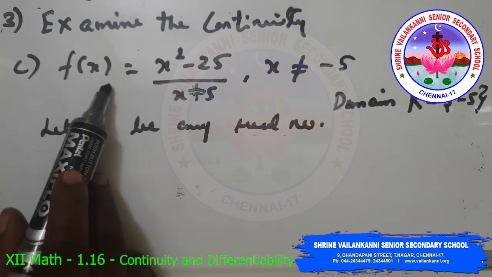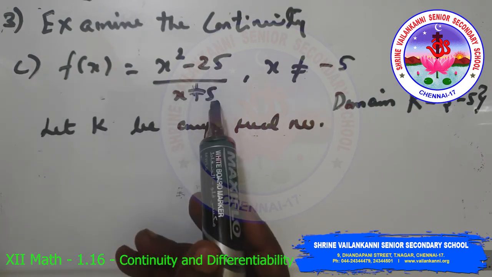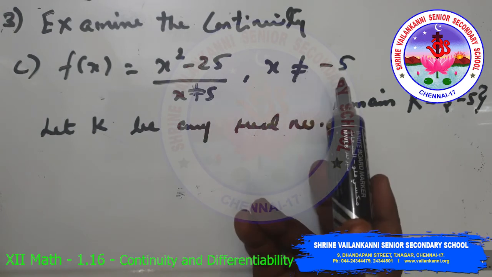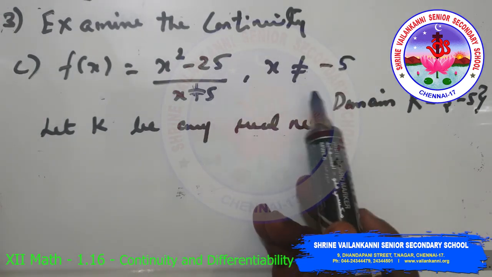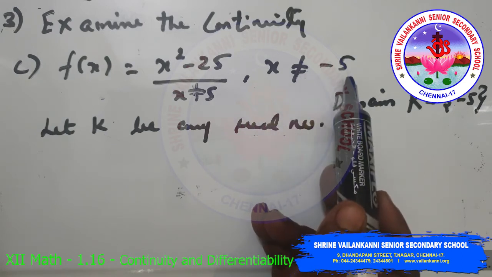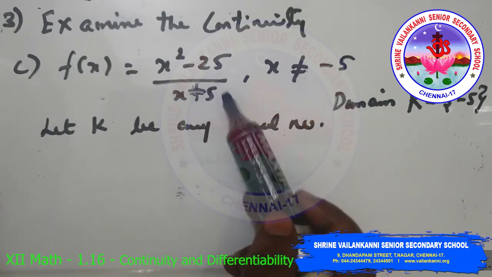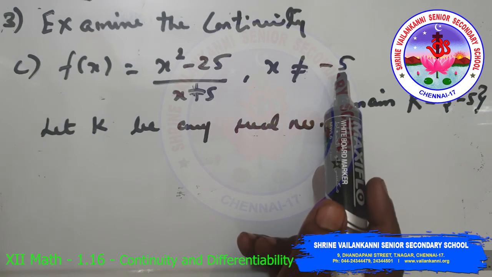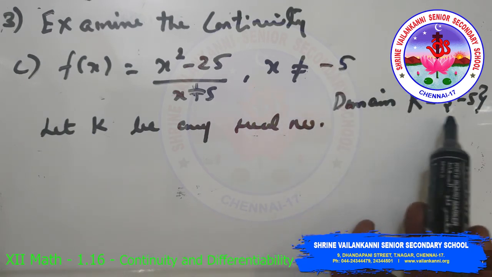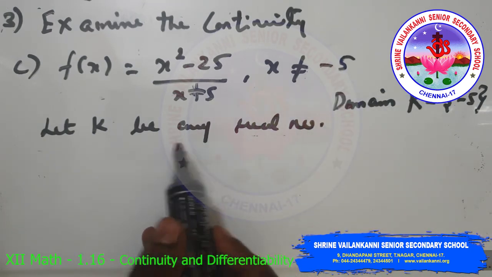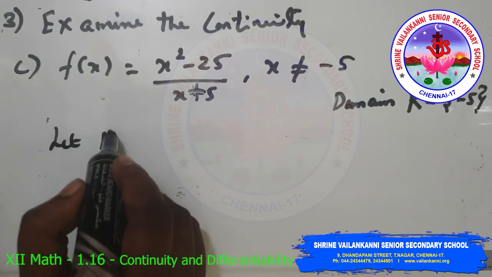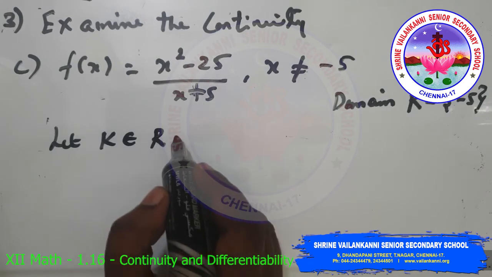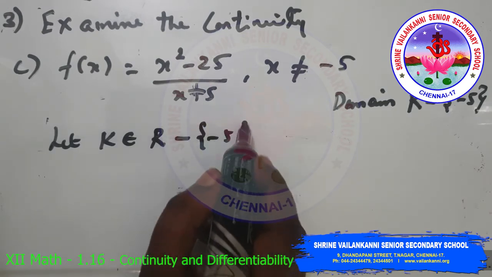Now the third subdivision, f of x equal to x square minus 25 by x plus 5, x is not equal to minus 5. So the domain is all real numbers except minus 5. It's given that x is not equal to minus 5. If it is minus 5, then the denominator will become 0. So except minus 5, the domain will be all the real numbers. Let k be any real number. Let k belong to real numbers except minus 5.